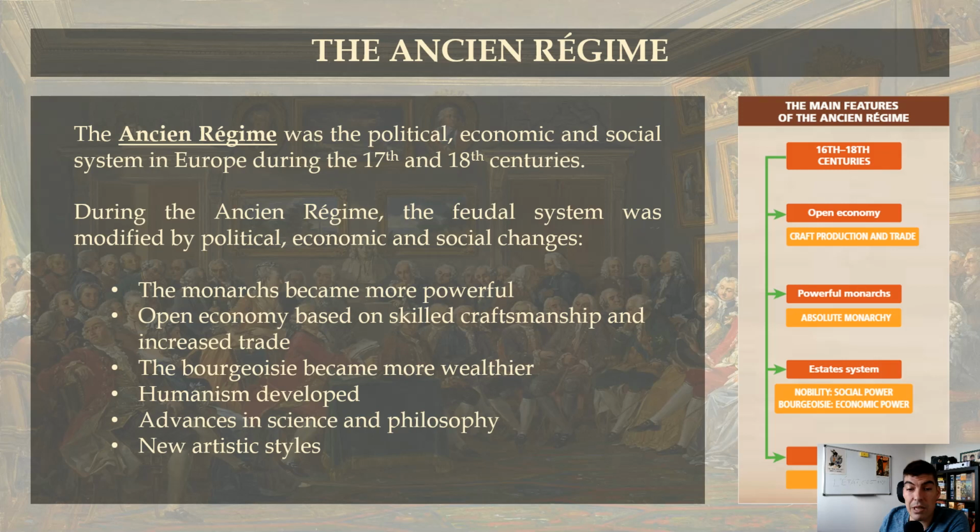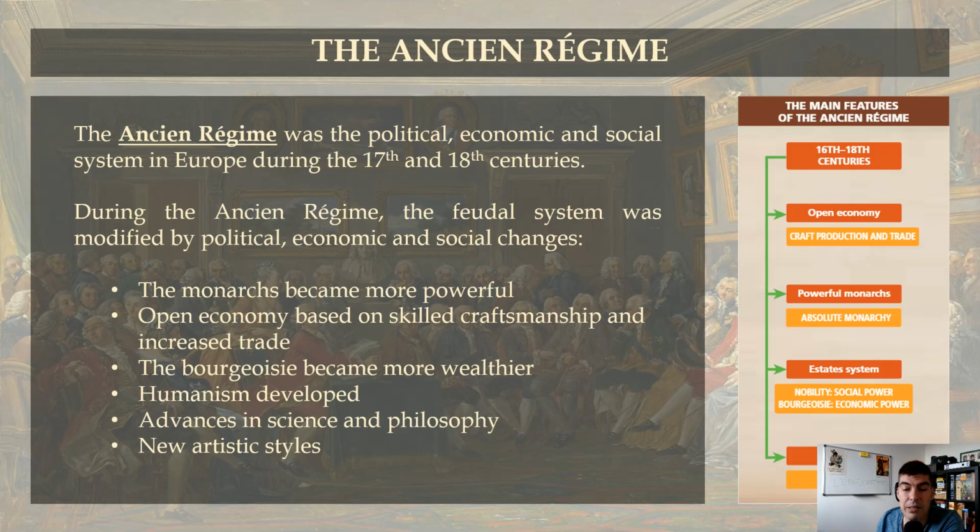The monarchs became more powerful. Open economy based on skilled craftsmanship and increased trade. The bourgeoisie became wealthier. The bourgeoisie, remember, is the richest part of the lower class. Okay? Humanism developed. Humanism is a way of thinking in which the human being is put at the center. It's like people started thinking about the human being instead of God.